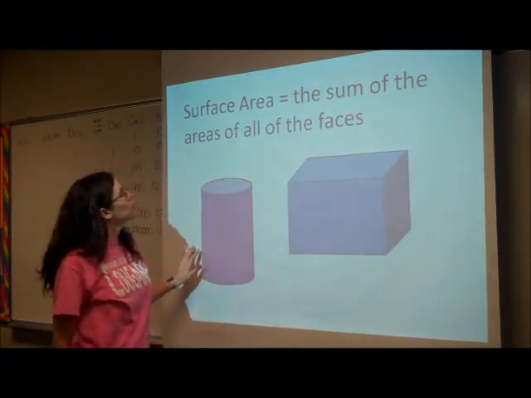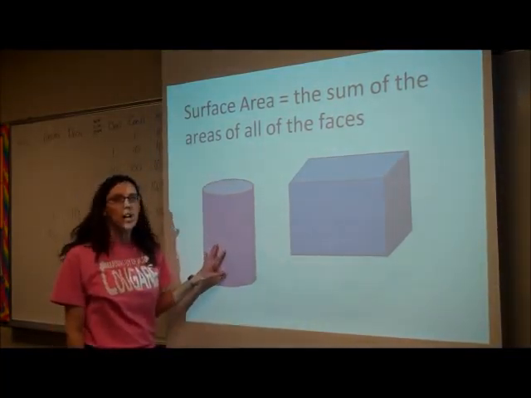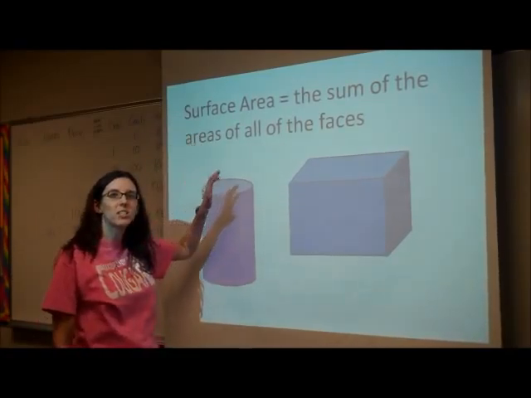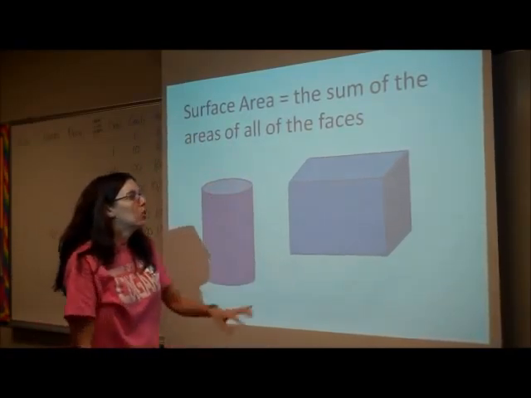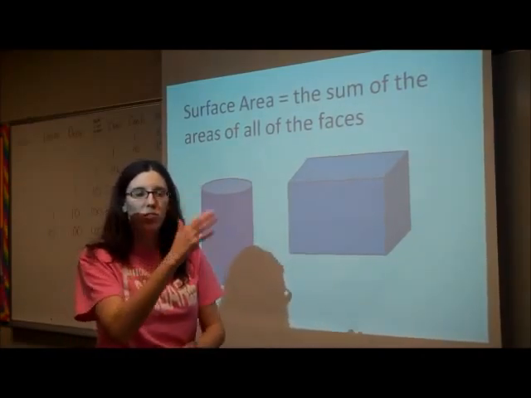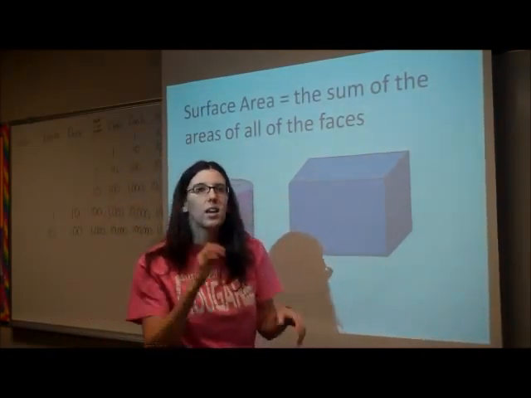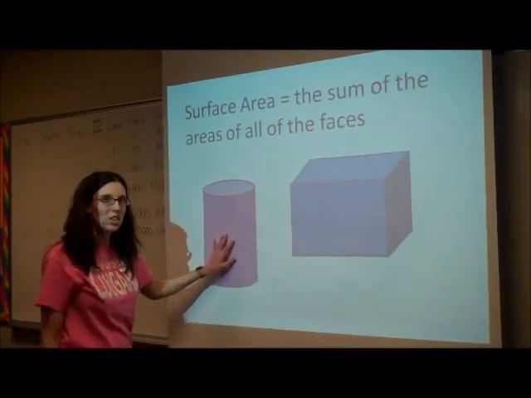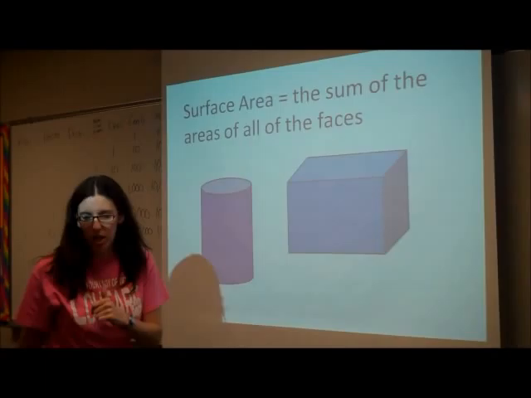Today we're going to look at the surface area of a cylinder. Very quickly, surface area is the sum of the areas of all the faces of our solid. We've been looking at prisms, so we found the area of each side and then added them all together. We're going to do the same thing with the cylinder. This one's a little bit trickier.